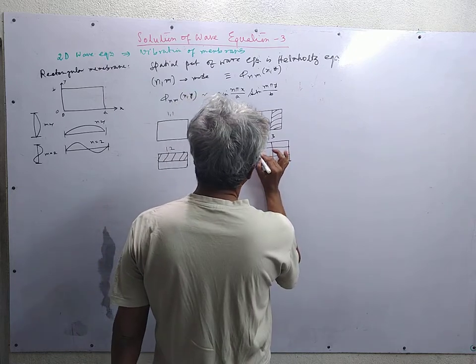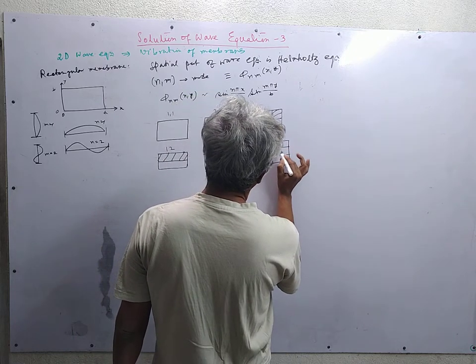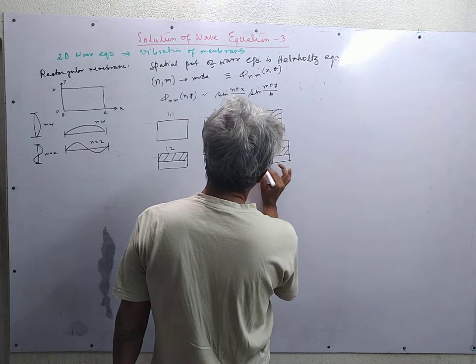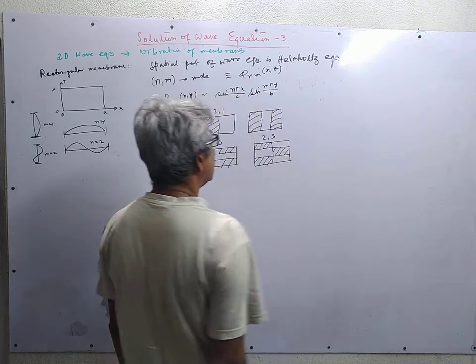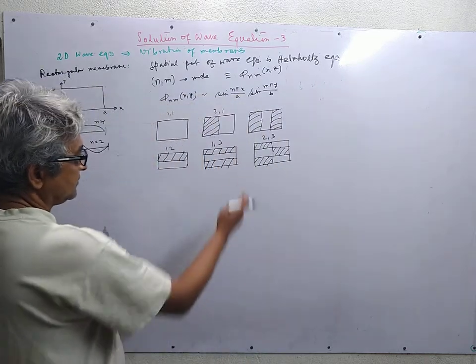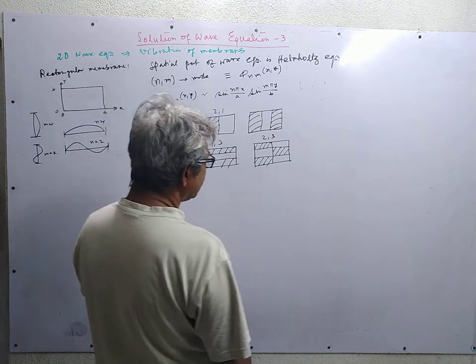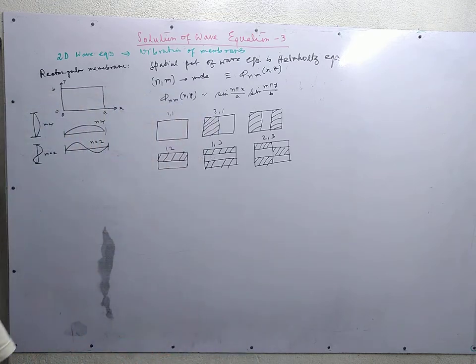This is the situation, these are the nodal lines, and still we can draw the nodal lines for still higher order modes of vibration. So this is all about the vibration of a rectangular membrane.